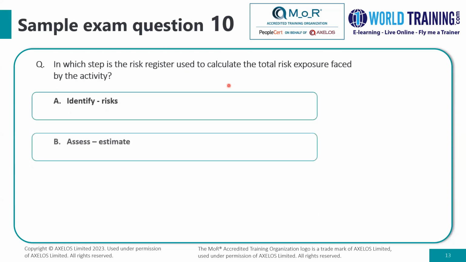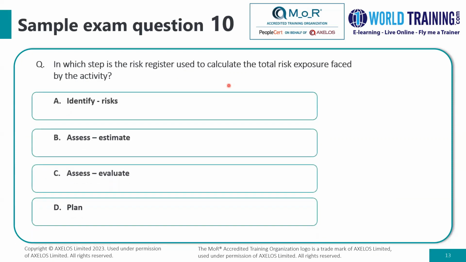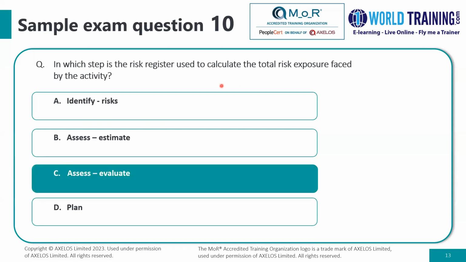Question number 10, in which step is the risk register used to calculate the total risk exposure faced by the activity? The answer is C. If you remember, when we talked about the assessment step, there is the individual assessment of each of the risks, and then there is this total risk exposure, which is part of your evaluate step. The aggregated risk exposure is calculated and recorded in the register during the assess evaluate step. Let's move on to the next one, please.